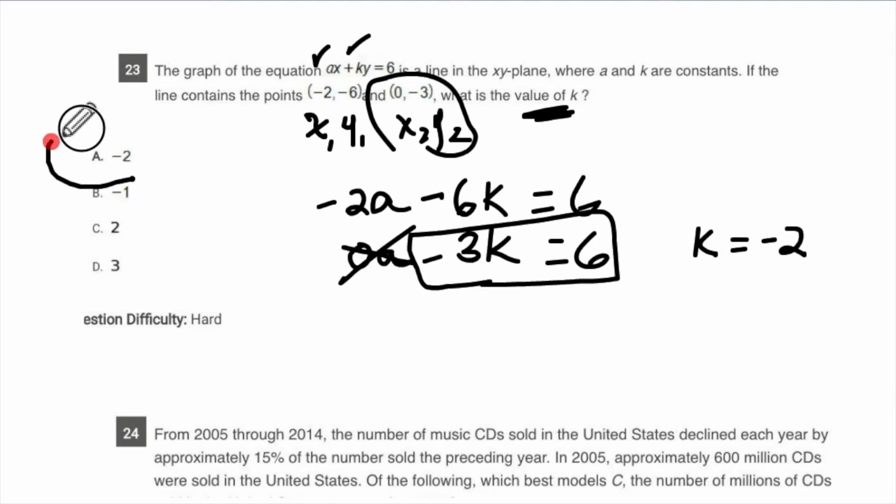So it wasn't as hard as it initially looked. You could have solved this, you could even solve this for a and then substitute back in to get k, but if you noticed, it was actually easier than you think. All right, number 24.